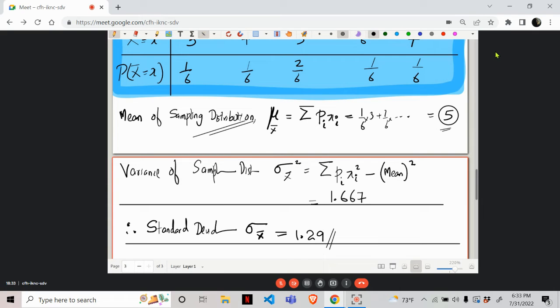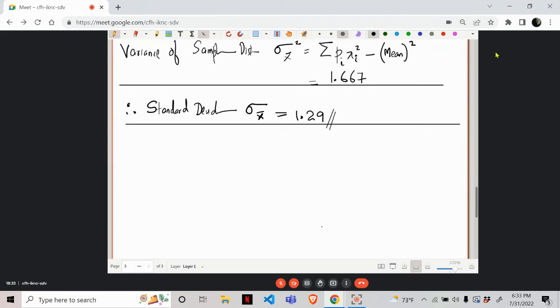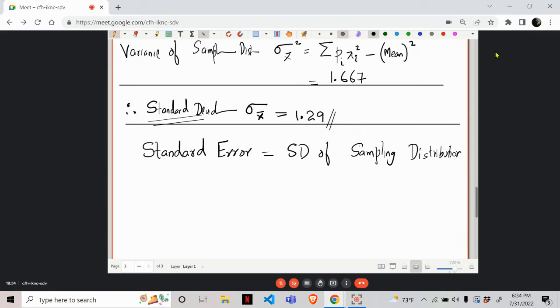Did all of you get this? So please write one word here. Standard error is equal to standard deviation of sampling distribution. So standard error equals the standard deviation of the sampling distribution.